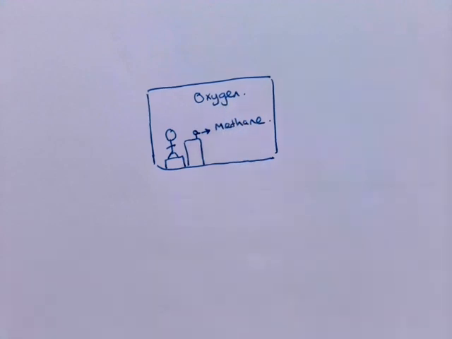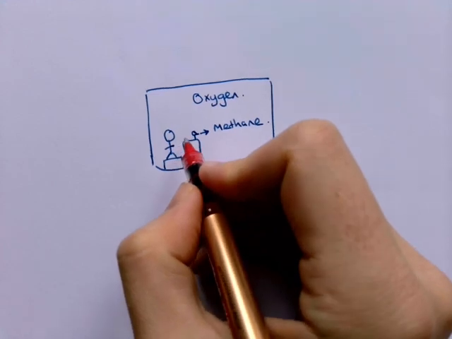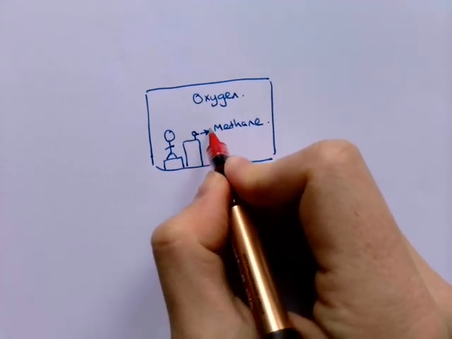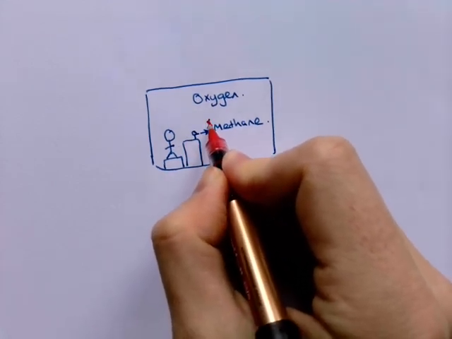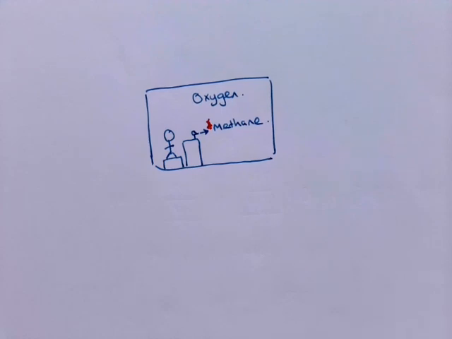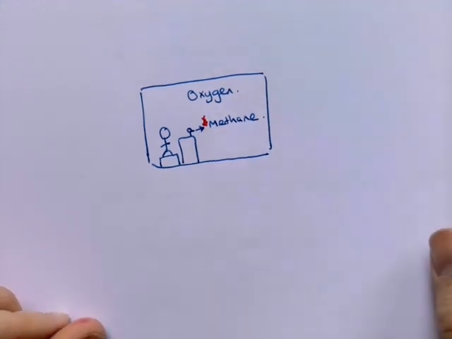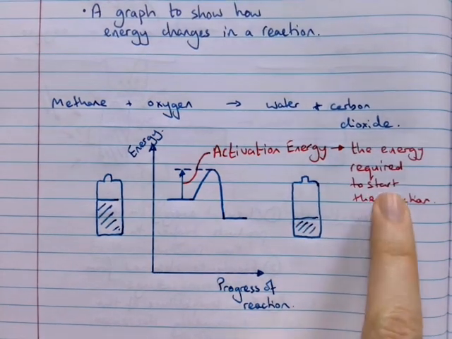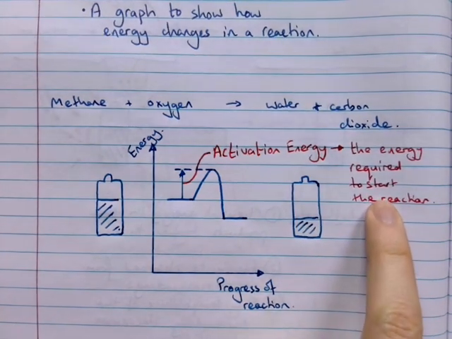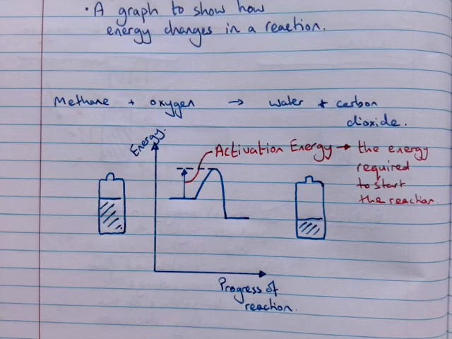I need to take a match and I need to set fire to the methane. And it's that bit of energy from the match which starts the reaction. So that bit of energy from the match, that is the energy that starts the reaction. That's the activation energy.